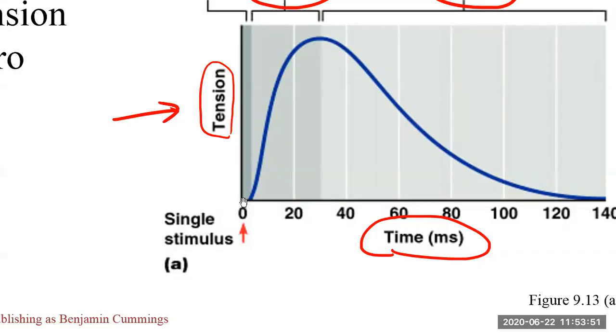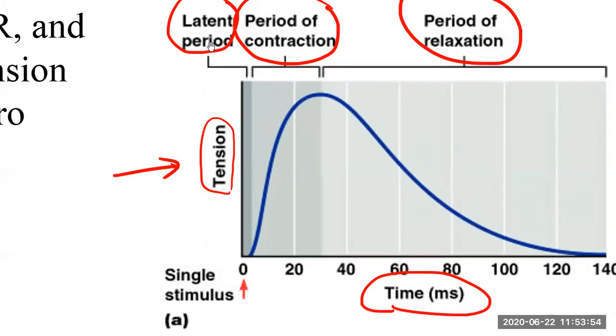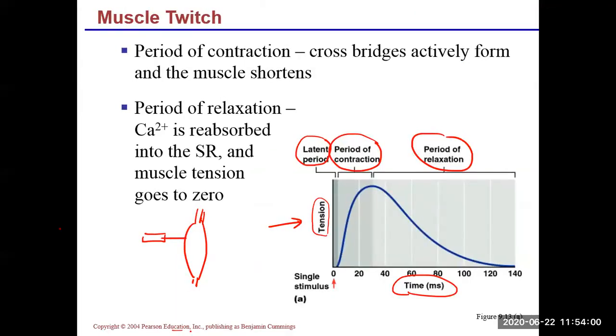So let me go ahead and tell you guys what is happening in here. Latent phase, also known as the lag phase. All the steps before the power stroke, remember the power stroke? Basically happen in the latent period. In other words, calcium is released, calcium has to bind to troponin, move the tropomyosin, and the myosin head has to bind. Up to this point, we are still in the latent period.